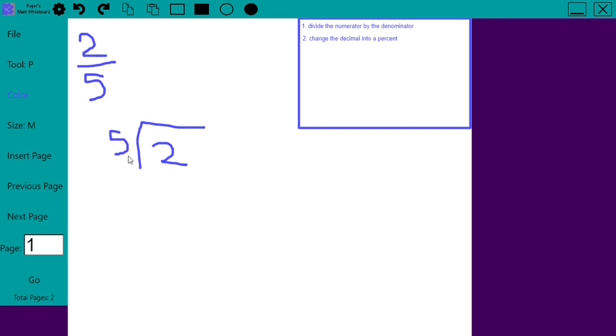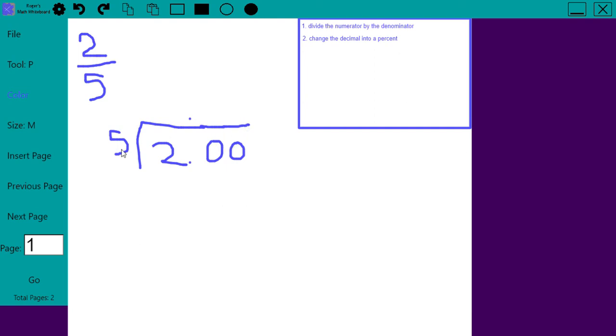Alright, so when you're doing a small number divided by a large number, you're going to need to add zeros afterward in order to divide it. So what you do is you add your decimal, put your decimal on top for the answer, and then you just add zeros so you're able to solve. I'm just going to add 2 for now.